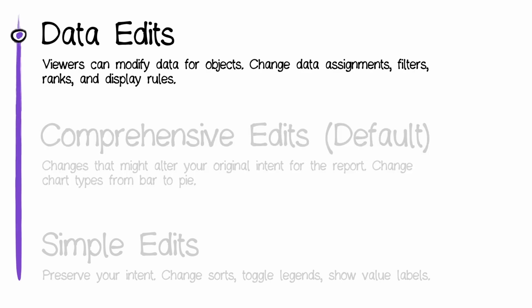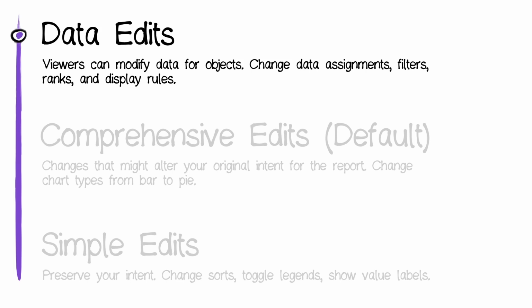Next, there's data edits. So this is the case where you want to give a lot of freedom to your end customers. You want your viewers to be able to modify the data with the existing data that you've baked into the report. So for example, you want your consumers to be able to change data assignments. So maybe you want to let them swap out one measure on a bar chart with another measure on the bar chart. That way they don't have to call you up and ask you to do it or create a new chart for them to be able to do that. They can just do that with the report that you've given them. They might be able to alter some of the filters.